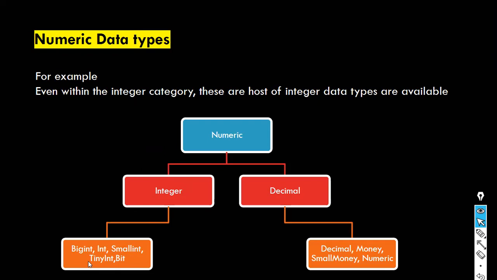Bigint, integer, smallint, tinyint, bit. For example, you want to store how many floors are there in your apartment. Tinyint is more than sufficient. No apartment will go beyond 3 digits. No one says maximum 110, 115, 150 floors are there. No one says 1,000 floors are there. It will not go beyond 3 digits, right?